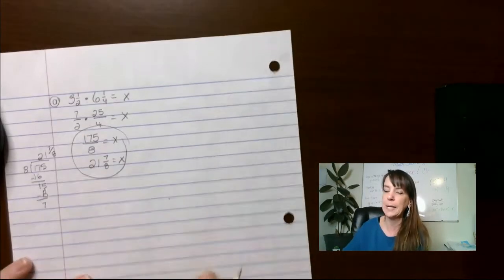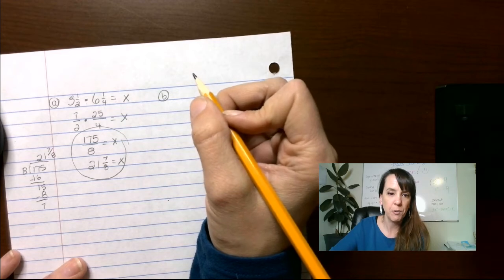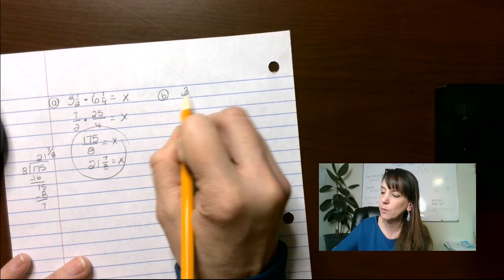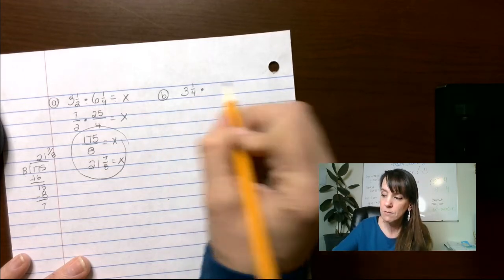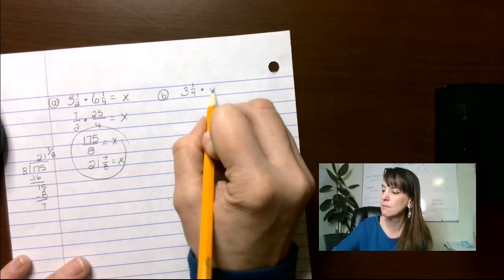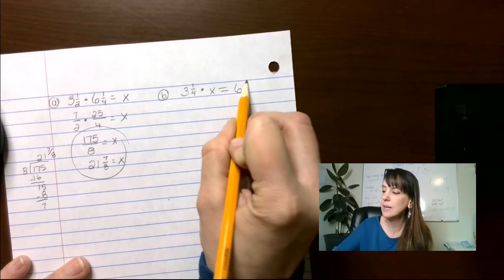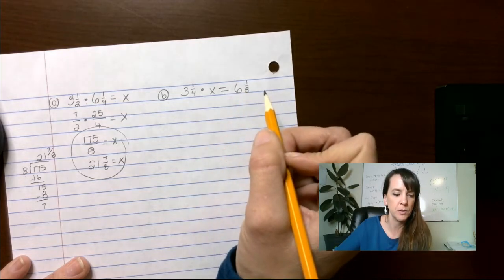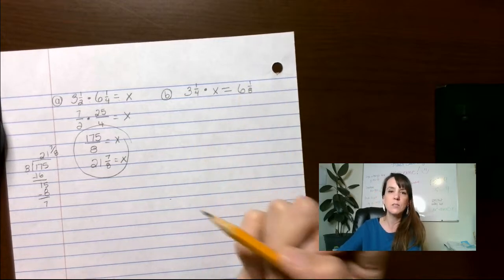Let's do B. So for B, we have 3 1/4 of what number is 6 1/8. Making sure I didn't mess that up. 3 1/4 of what number is 6 1/8. Okay, good. Now let's do our very first thing.